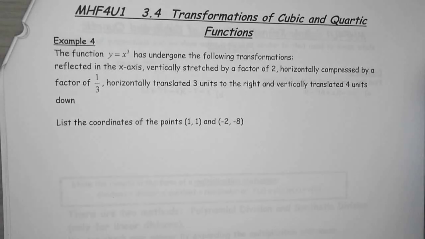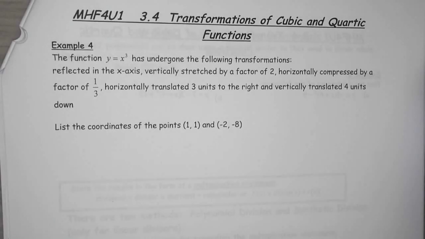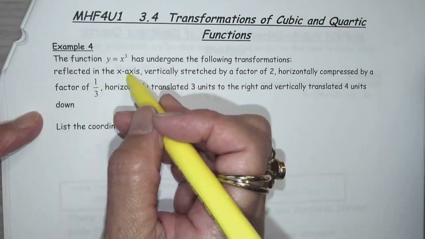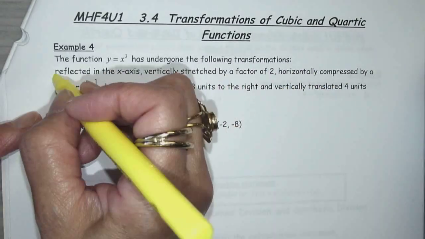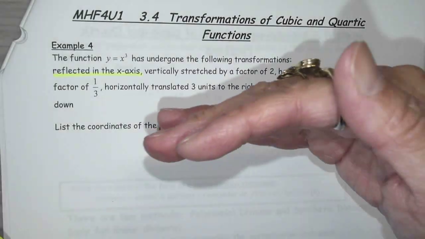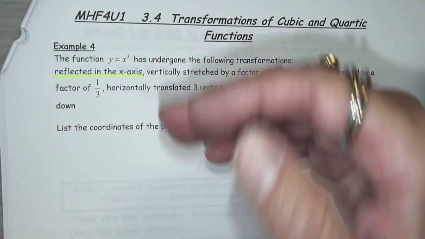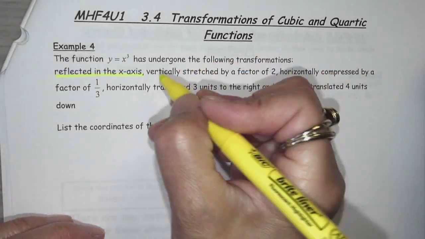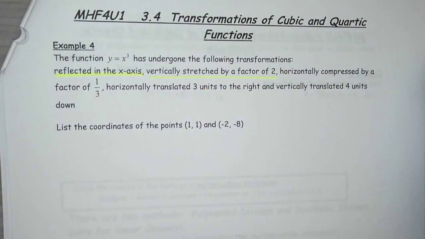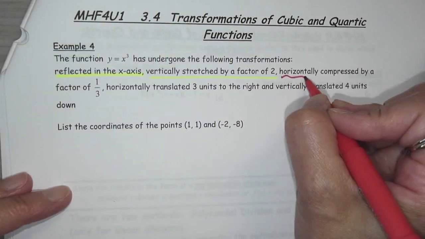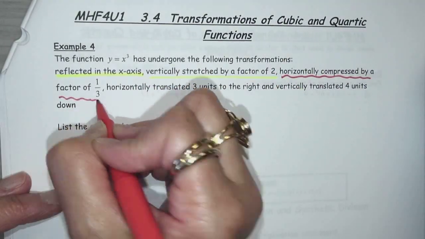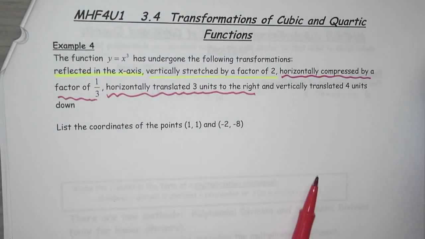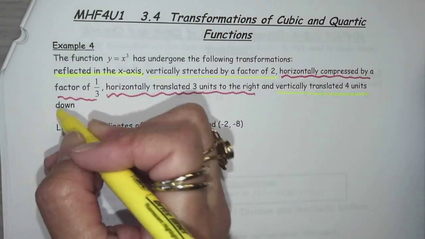Here, the example is that we've got x cubed has undergone the following transformations. It's reflected in the x-axis. So the x-axis is this axis, so if it's reflected, that's a vertical reflection, right? So that's vertical. Vertically stretched by a factor of 2. I'm going to do the horizontally in a different color. Horizontally there. And then vertically translated 4 down.